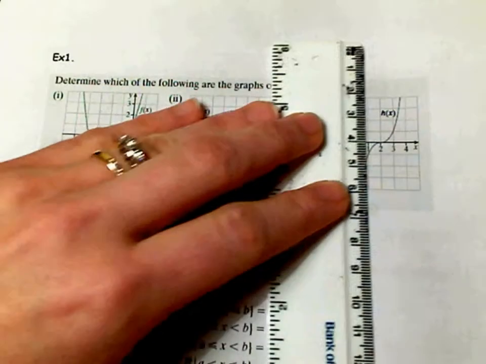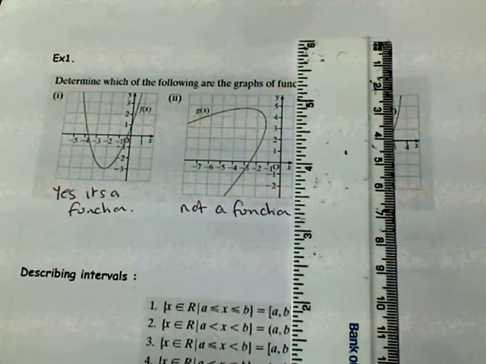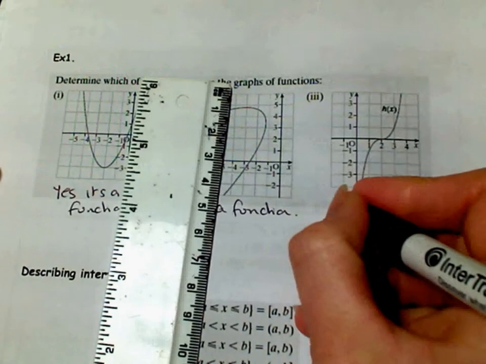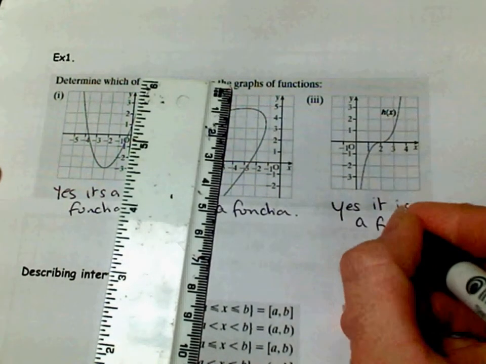Okay, and if we look over here, this is also a function because if we move our vertical line across, it intersects it just once. So yes, it is a function.